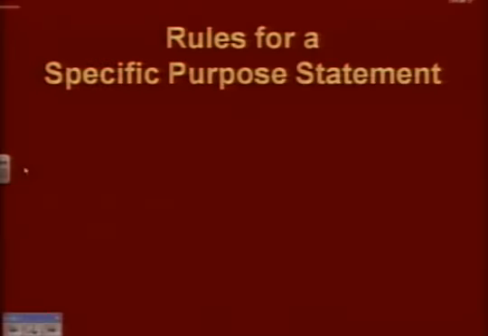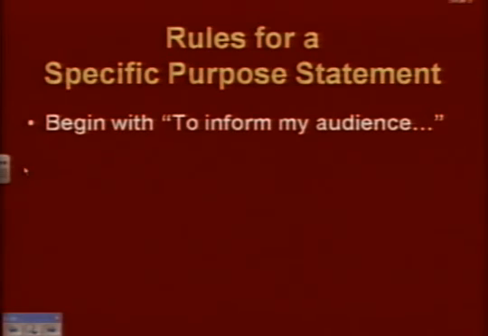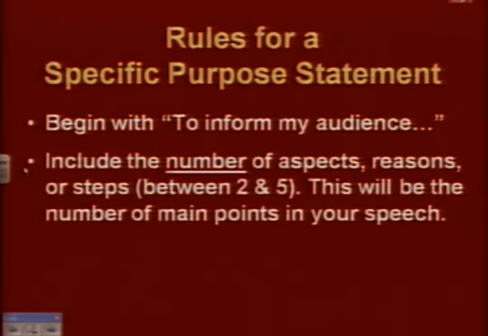And then let's take a look at some guidelines or some rules for writing a specific purpose statement. The first one is that you should always begin with these 4 words: to inform my audience. And I want you to say my audience, because when you are speaking to your audience, I want you to take ownership of them. This is your audience. There is a relationship between you as the speaker and your audience, and I want you to acknowledge that when you're writing your purpose. To inform my audience. Okay, you're going to start with those 4 words, unless you're doing persuasive, and then it would be what? To persuade my audience.